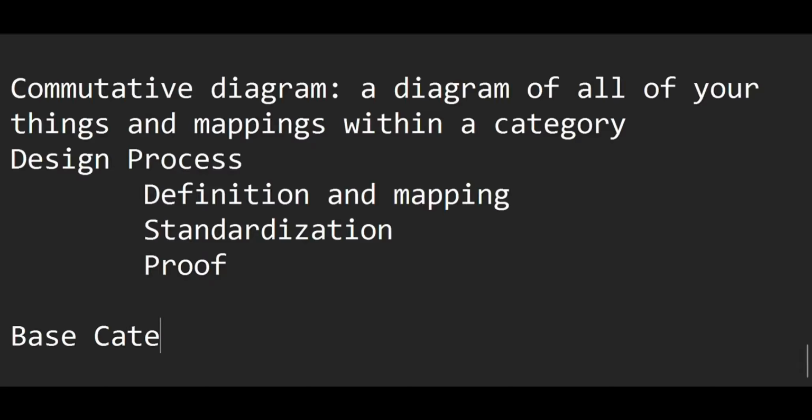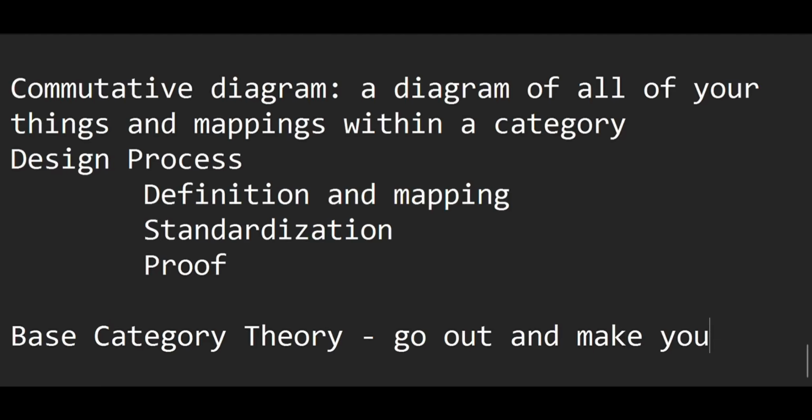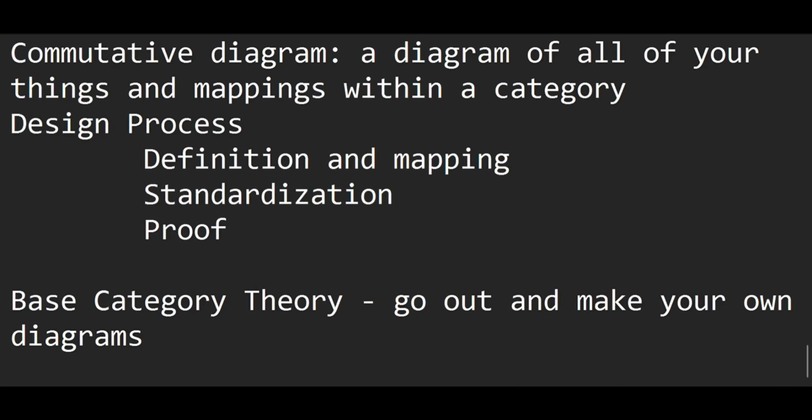So, with our completion of base category theory, what should you be able to do? Well, you should be able to now go out and make your own diagrams how you see fit, right? Now that you know how to map things and how to define things, you can technically make your own frameworks and your own understandings of how things relate to each other, right? They may not be accurate, they may not make logical sense, but you can do that.